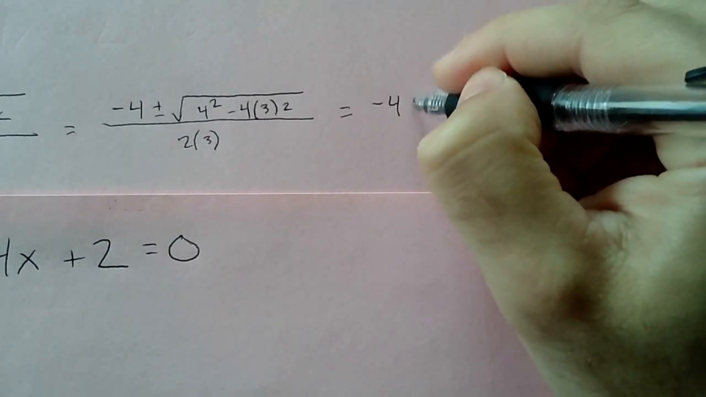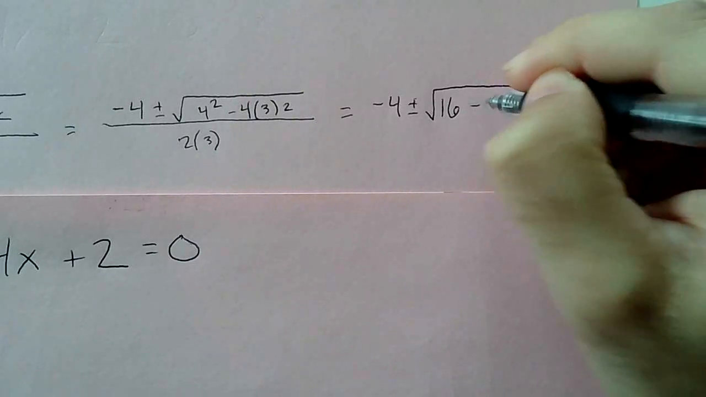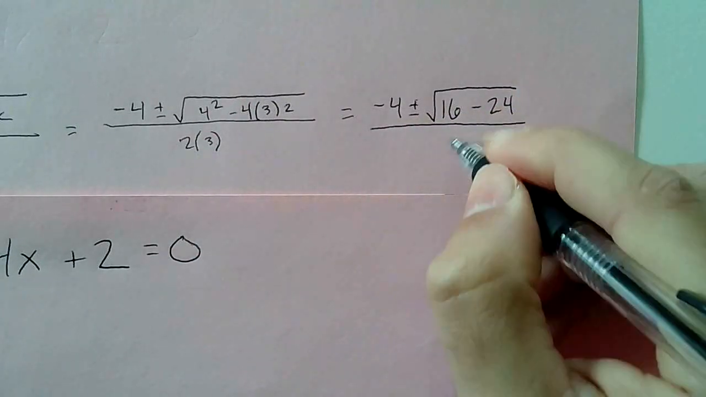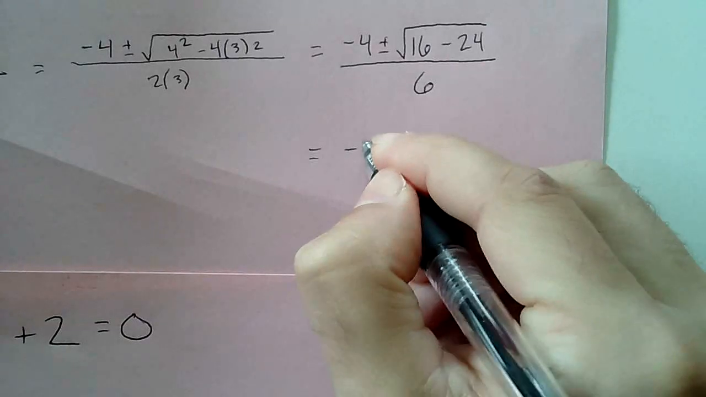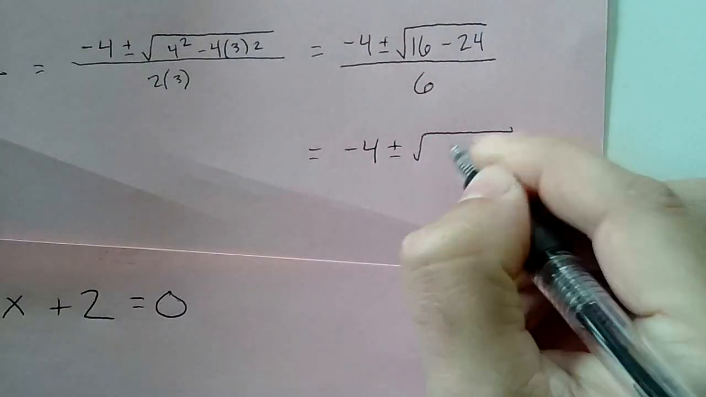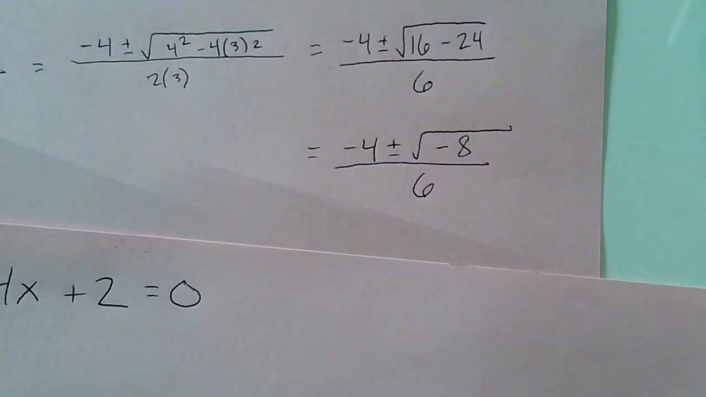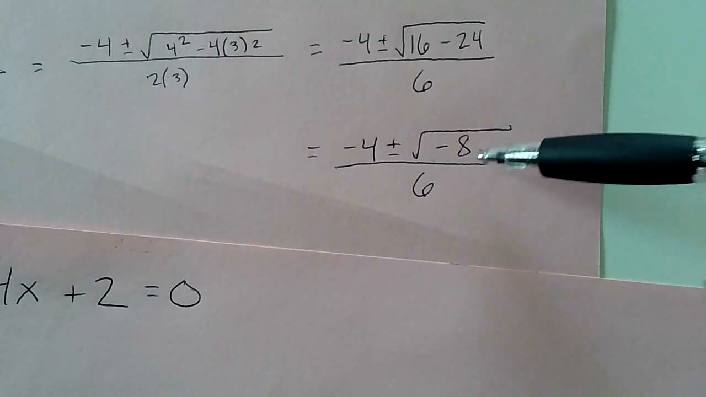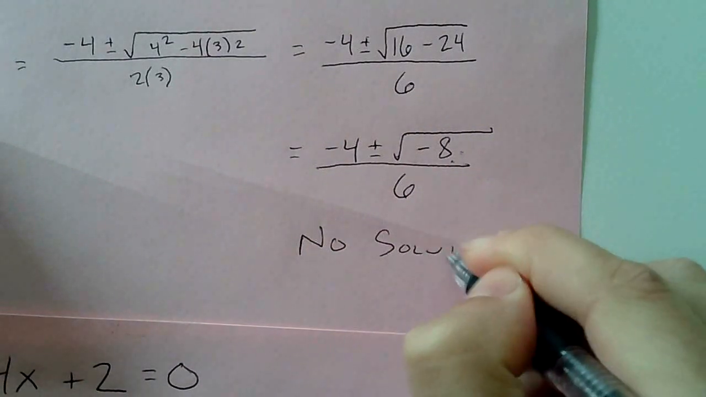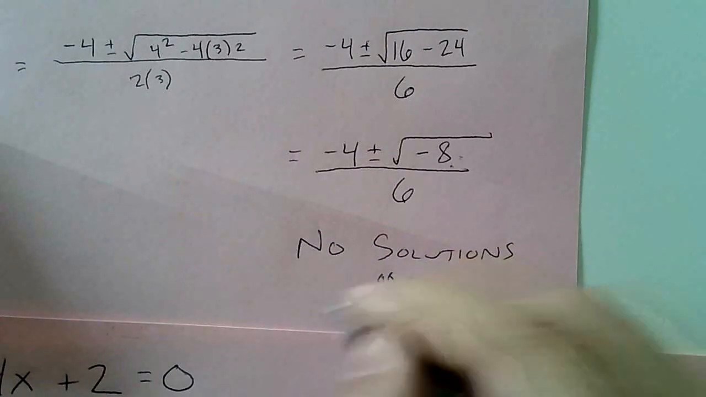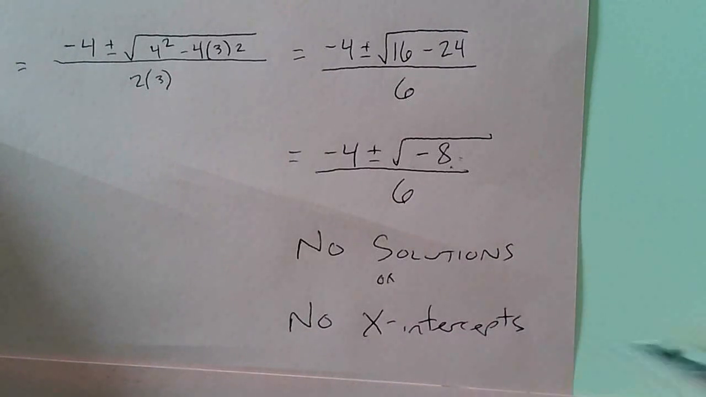-4 plus or minus the square root of 16 minus 24 divided by 6. And you might already see the issue here. If I simplify this, I have -4 plus or minus the square root of -8 divided by 6. And I can't take the square root of -8. We have a discriminant that's negative, which means there are no solutions or no x-intercepts.